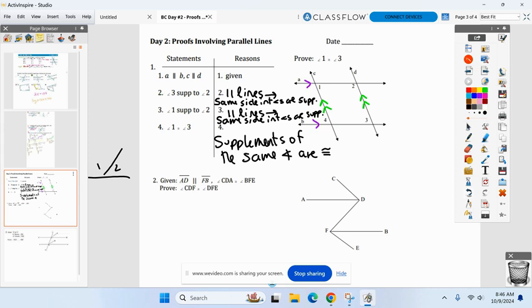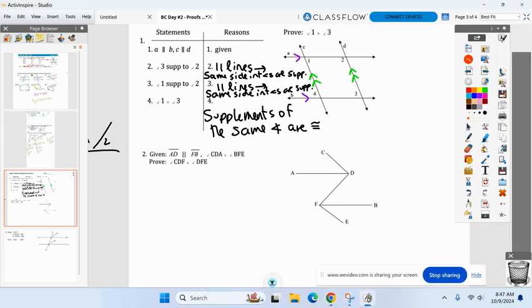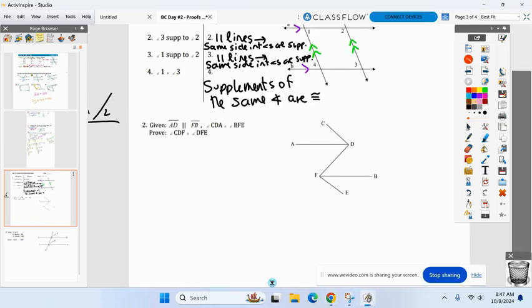And I held your hand on that one. All right, what if this was just a blank slate now? Ready for number 2? Here's a blank slate. Set up your statements and reasons, put in your givens, mark your diagram, and then we'll have a little fun with the colored pencils.